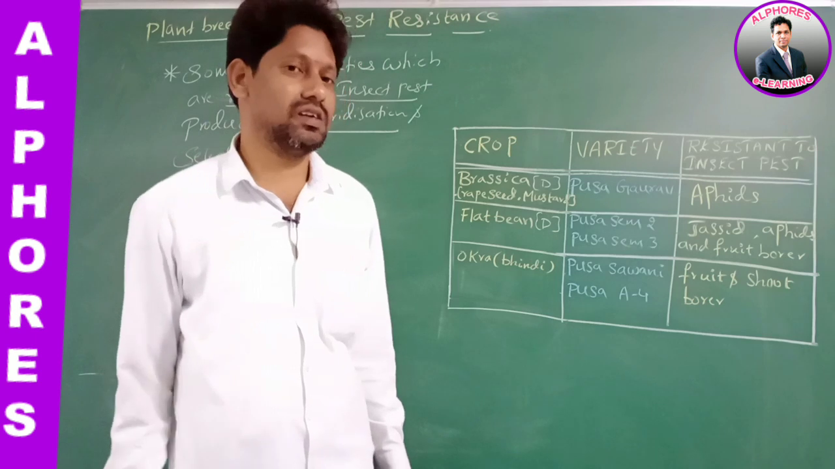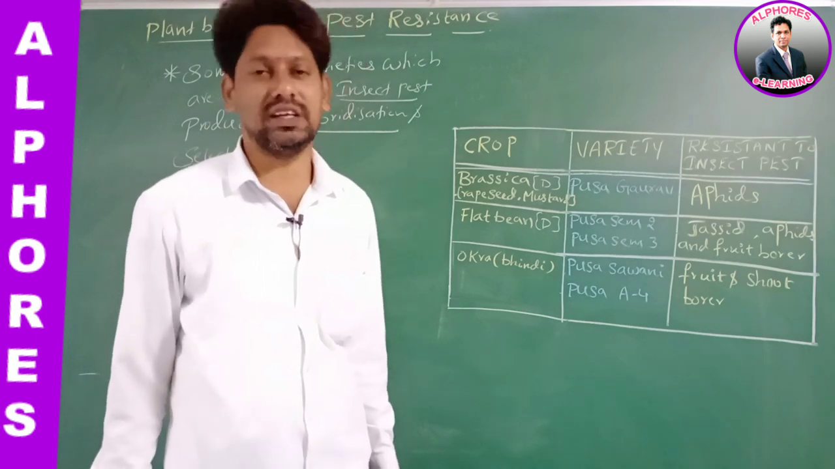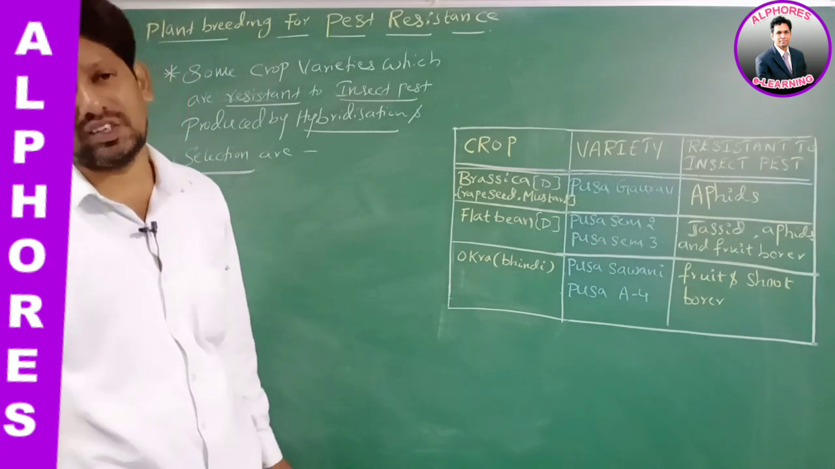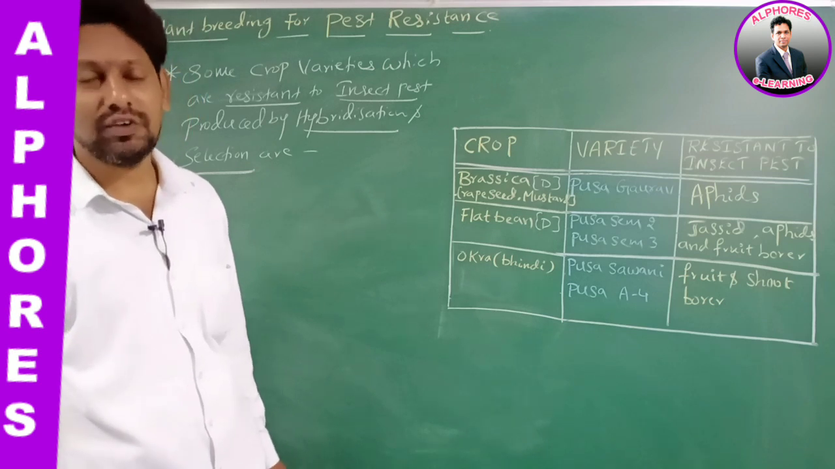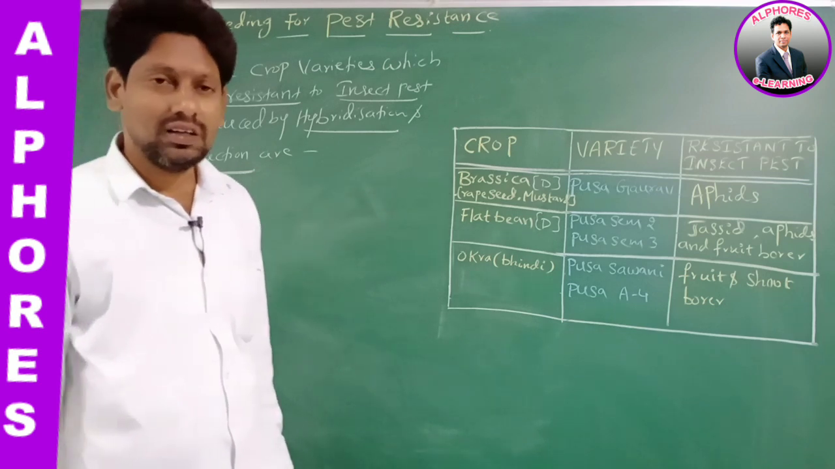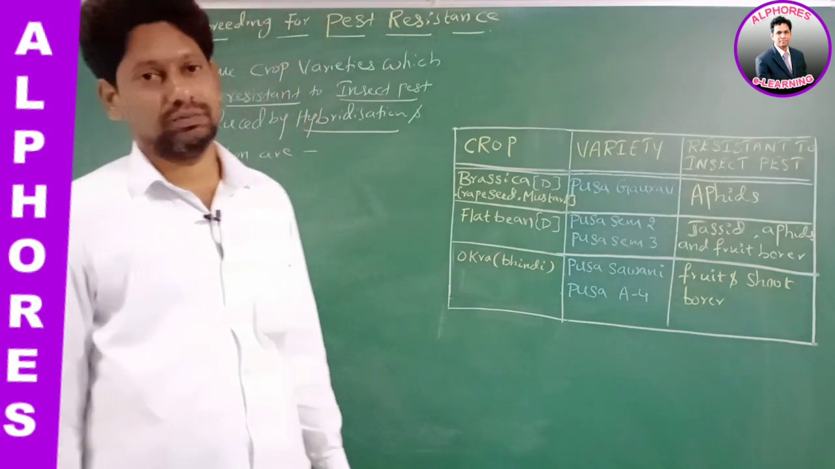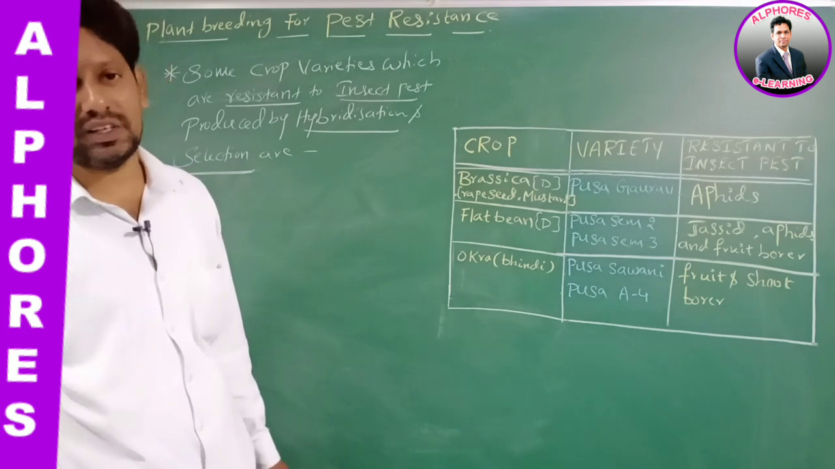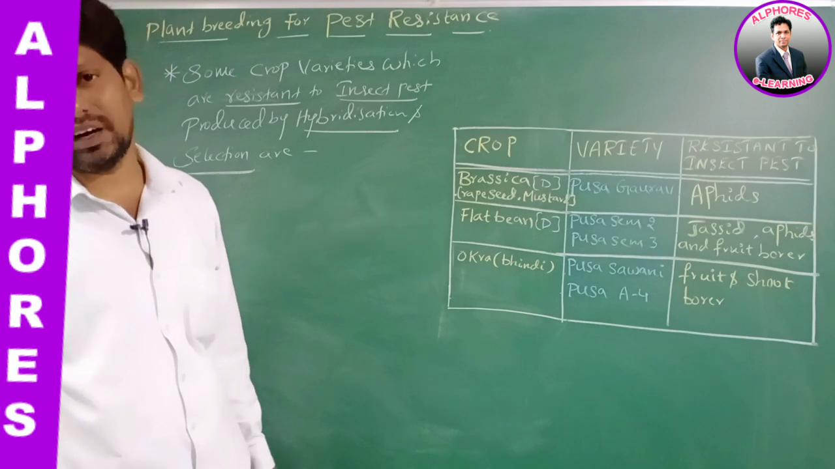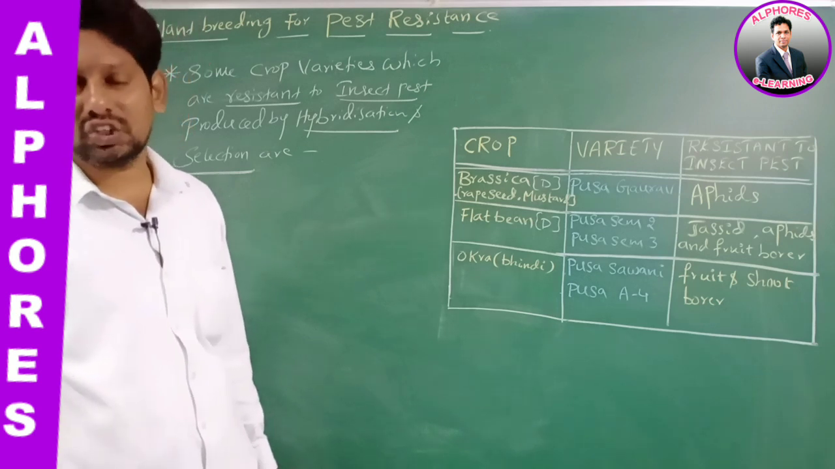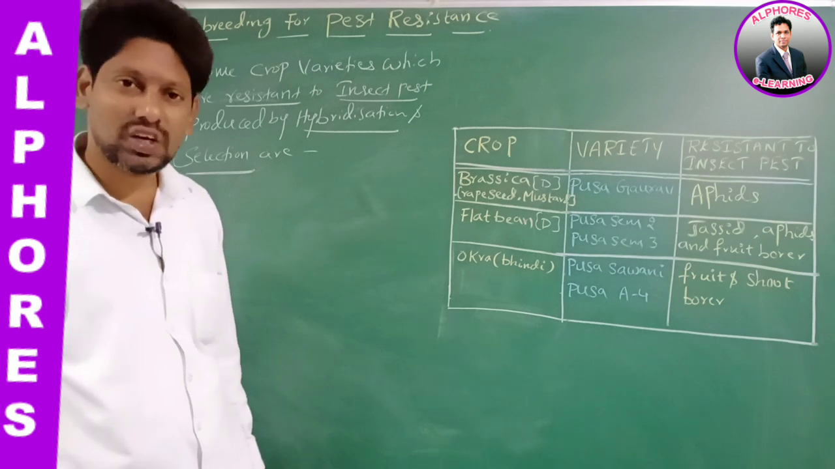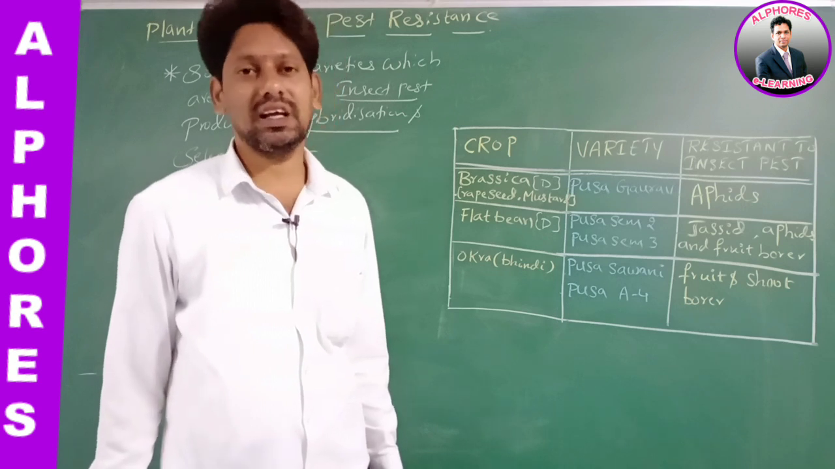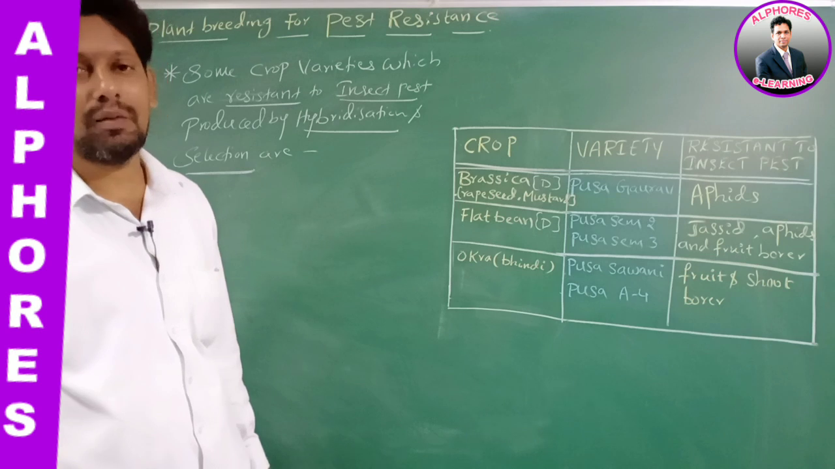What is the first step? Collection of genetic variability. Number 2, evaluation and selection of parent plants. Here plants are evaluated for which character? Resistance to insect pest. Number 3, cross hybridization. Number 4, selection and evaluation of recombinants. What is the last step? Test, release and commercialization.